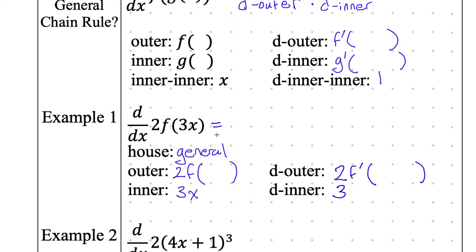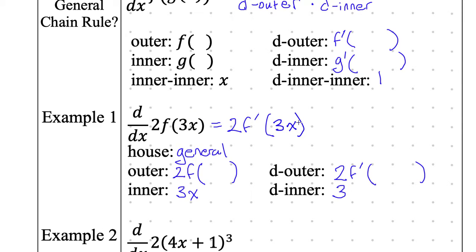I come back up here to the very top and I say, okay, if I'm taking the derivative of 2f of 3x, I do doubter times dinner. Doubter was 2f prime of whatever. 2f prime. And now we actually have to put the whatever in there. This blank spot is always filled by your inner. So it's going to be 2f prime of the original inner, which was 3x.